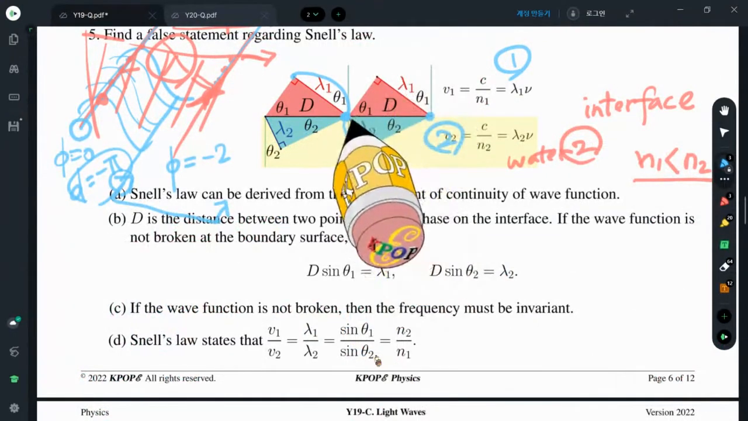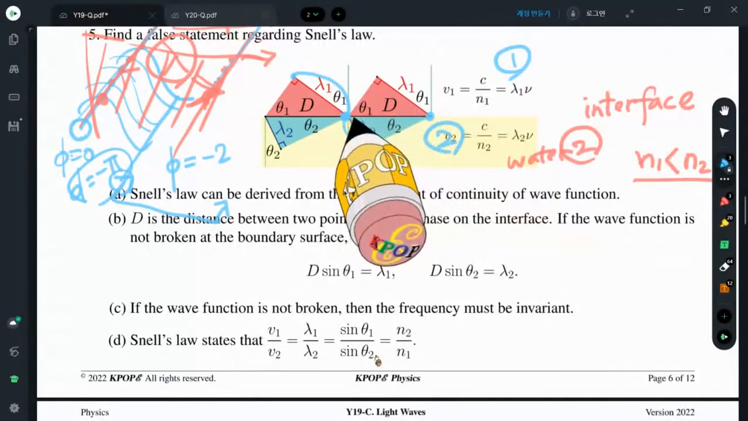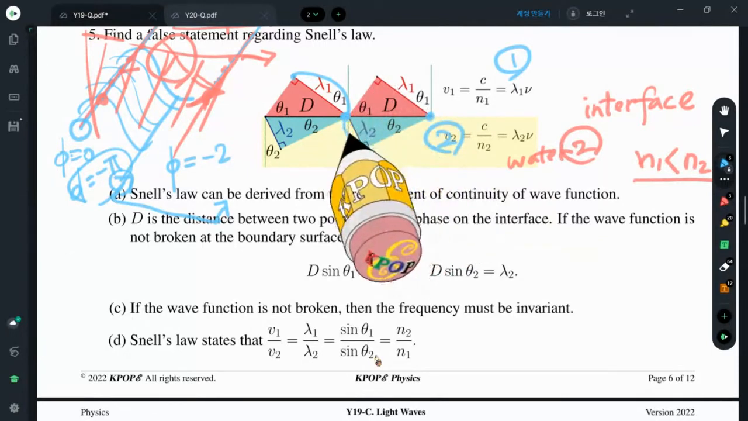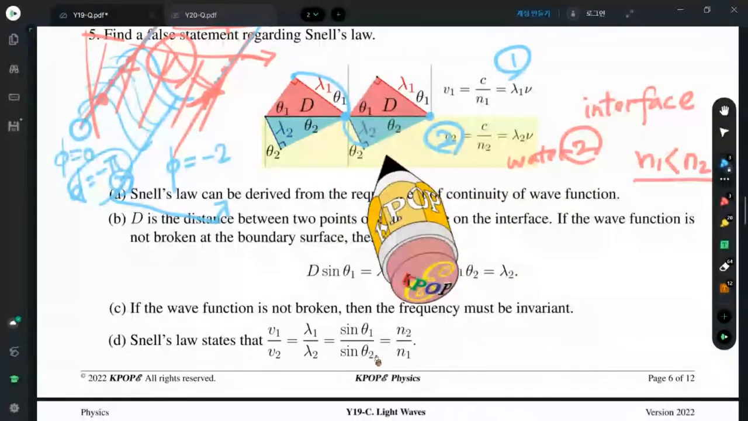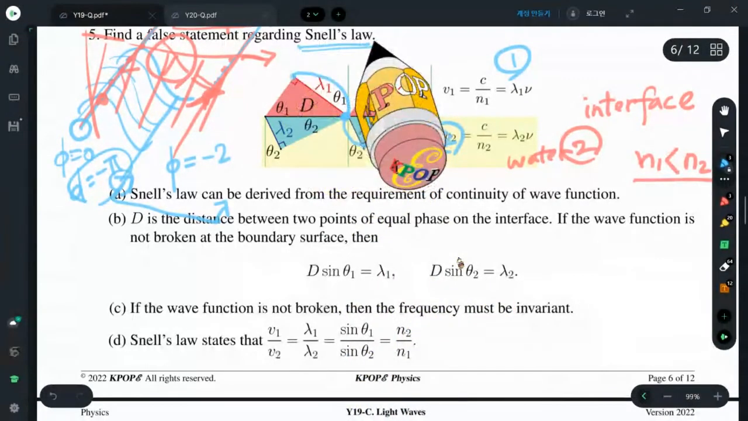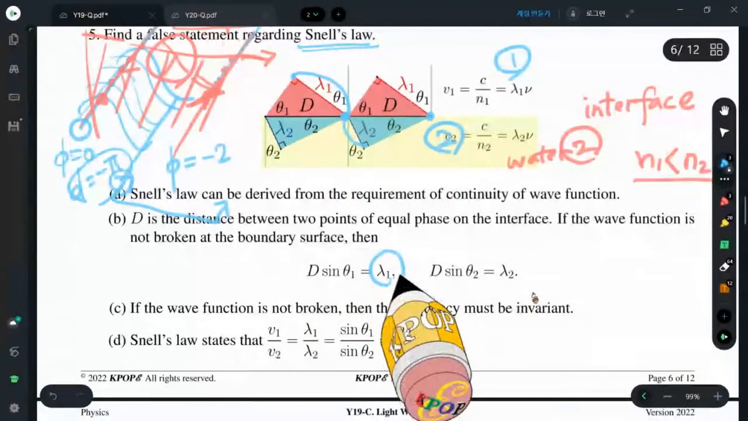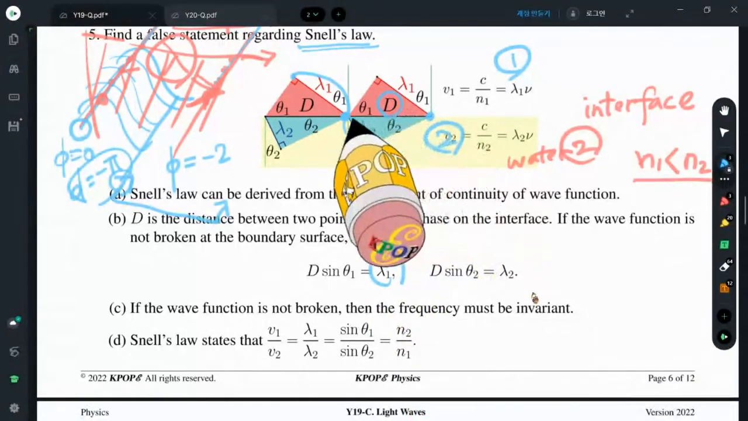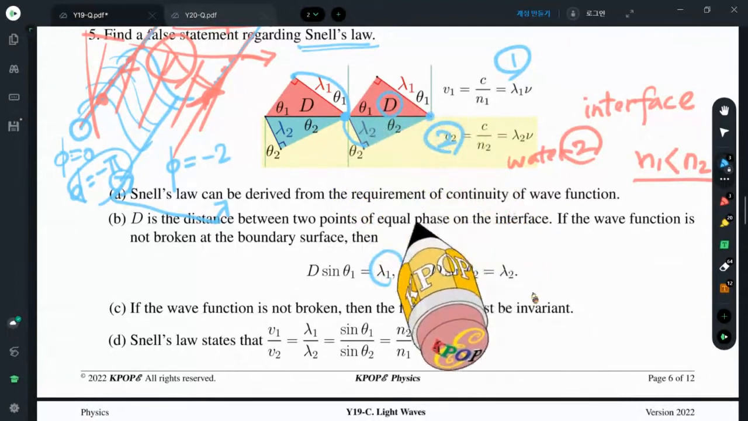We have a common hypotenuse represented by capital D, and we have two right triangles, and the wavelengths differ. Using this relation, we can derive Snell's law. What is lambda coming from? A common value. This distance D is a common hypotenuse of the two right triangles.